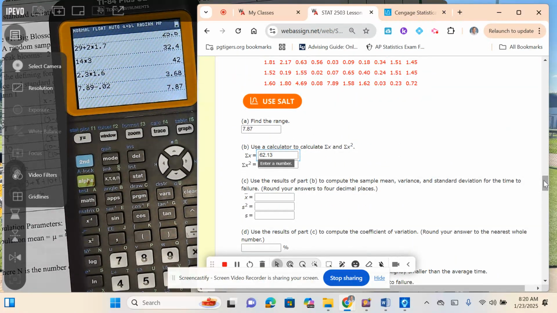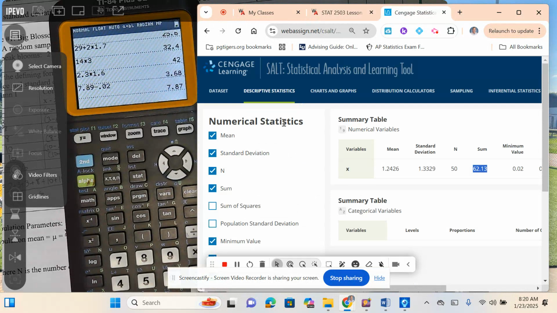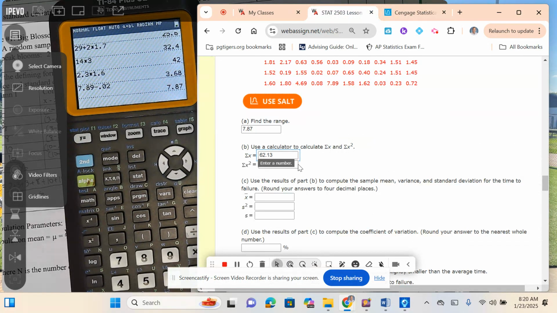The sigma x squared means the sum of the squares. So the sum of the squares, guess what? I can click on that right there, sum of the squares, to add that to my output. Control C, Control V. They didn't say anything about rounding there, so I'm assuming they want the whole thing.